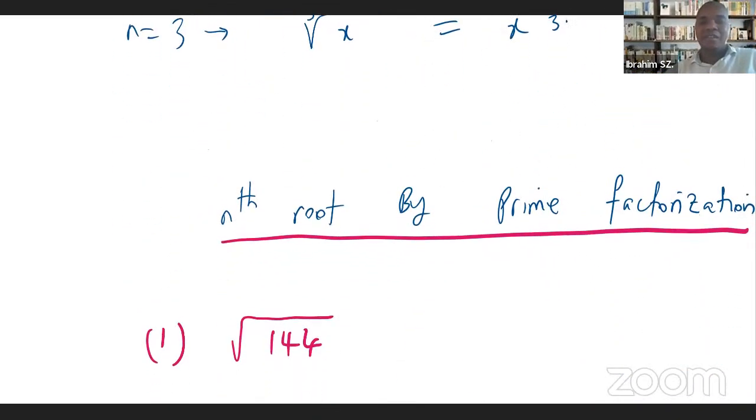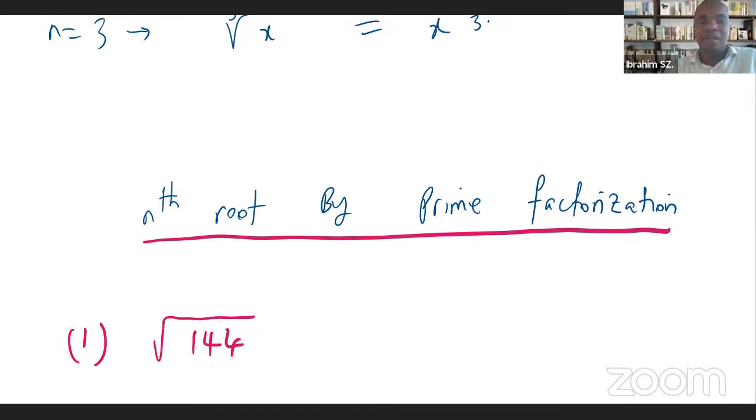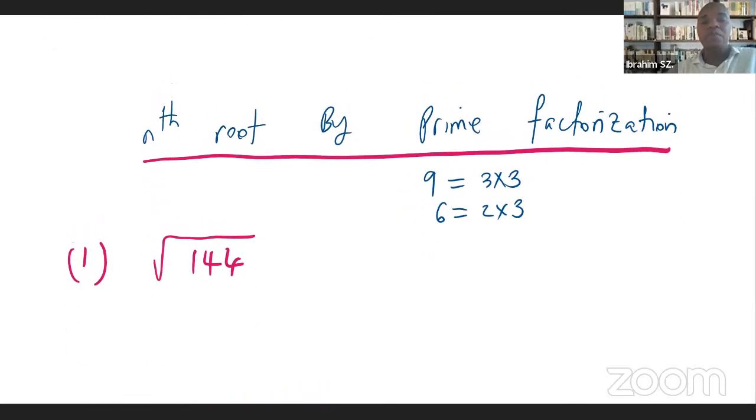Sasa tuje kwenye nth root of any number by prime factorization. Kumbuka prime factorization, we are going to break a number into prime factors. So for example, if you have 9, obviously you're going to say that this is 3 times 3. You have 6, this is 2 times 3, kama hivyo. So how do we break actually a number into prime factors?